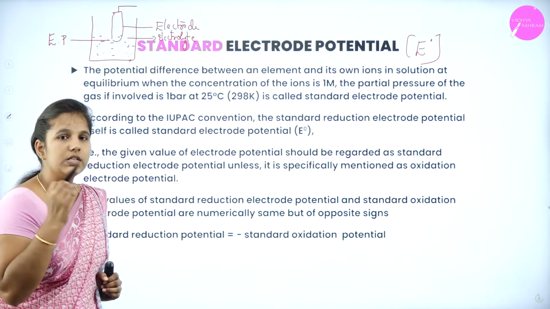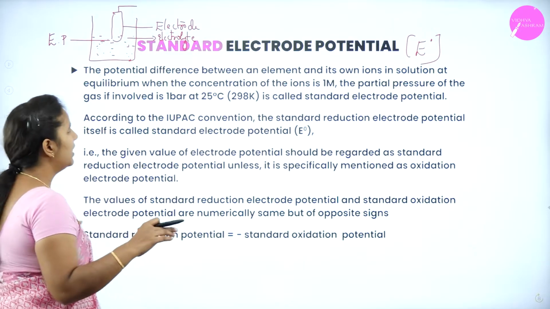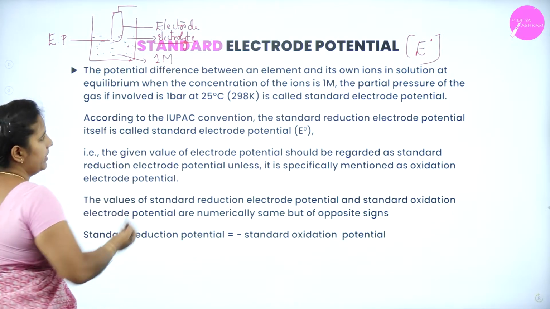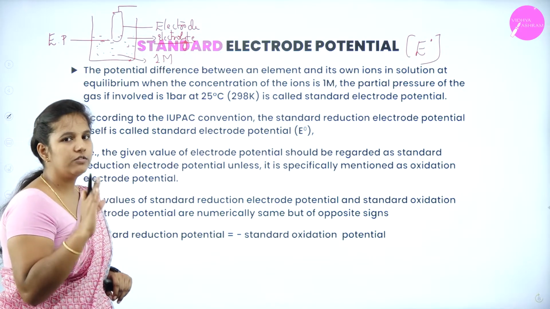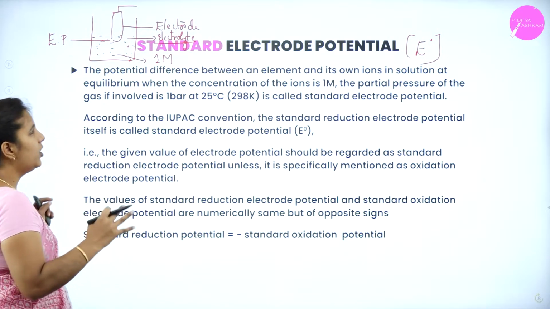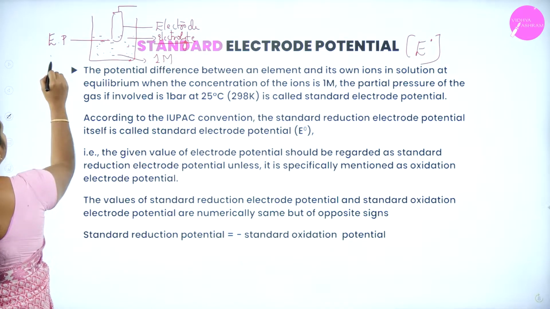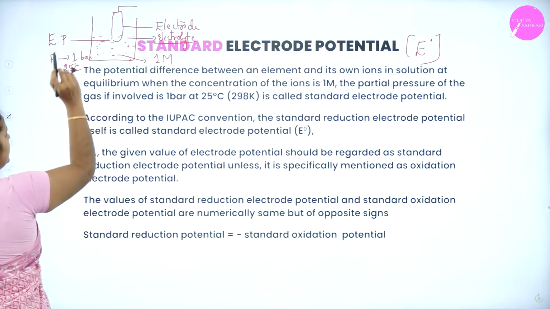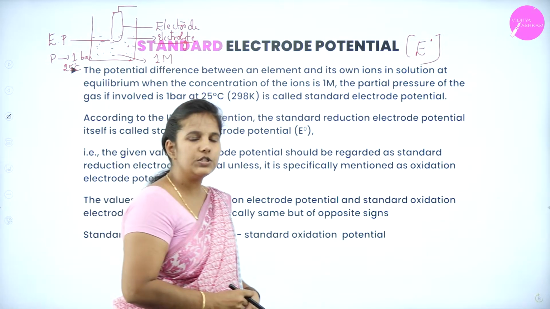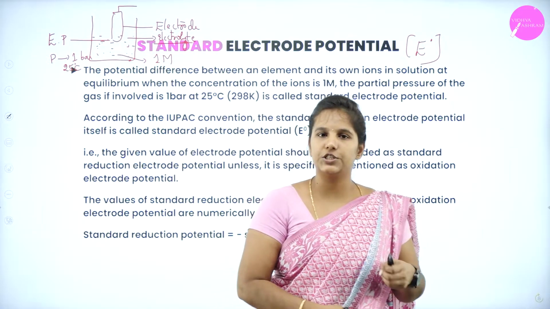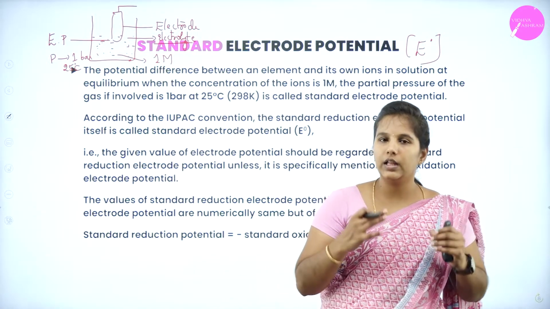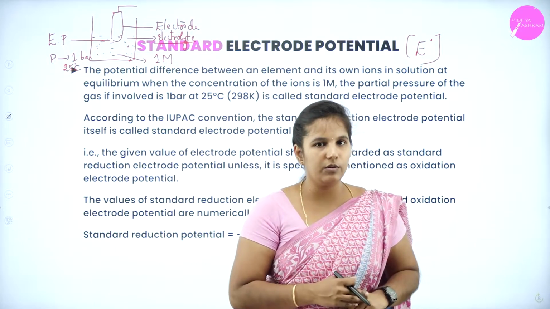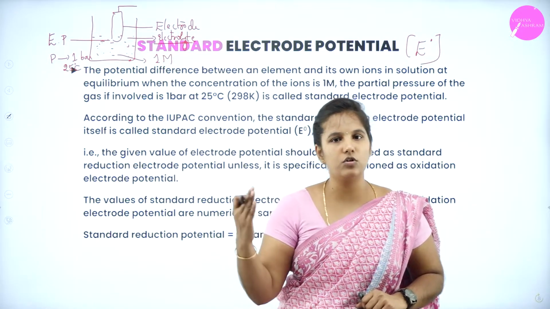Now, in order to express it as standard electrode potential, I have considered the electrolyte at 1 molar concentration of the ions, and I have maintained the pressure at 1 bar and the temperature at 25 degrees Celsius. If you maintain these conditions and observe the potential difference between the metal and its ion at equilibrium, then we say it is the standard electrode potential.